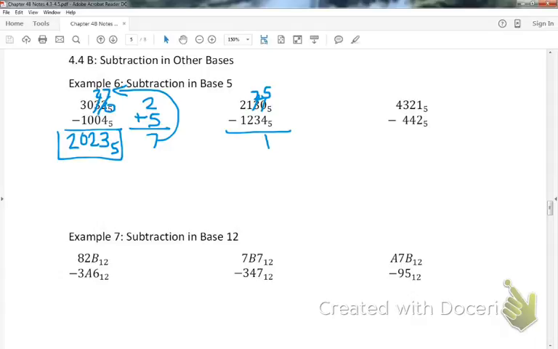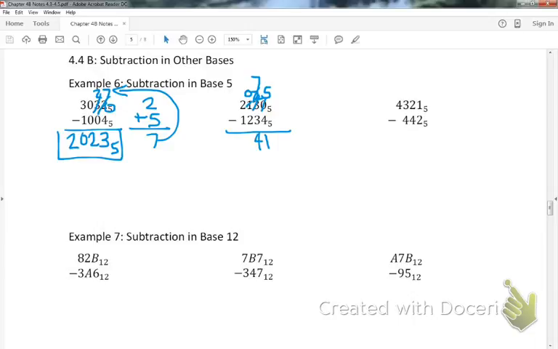When I move into the next column, I can't subtract 3 from 2, so I have to borrow again. The 2 becomes a 0. The 1 becomes a 0, and the 2 is going to become a 7. So now again, I have 7 minus 3, which gives me 4.